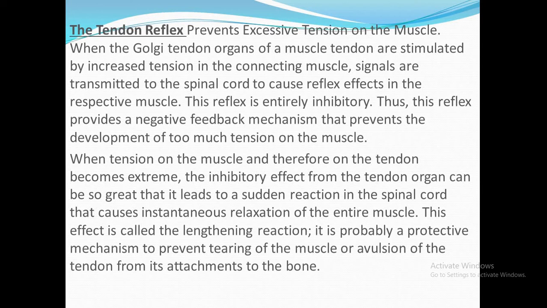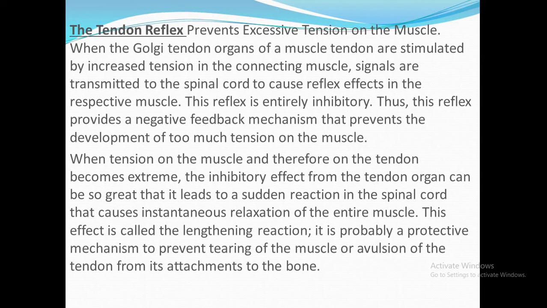When the Golgi tendon organs of a muscle tendon are stimulated by increased tension in the connecting muscle, signals are transmitted to the spinal cord to cause reflex effects in the respective muscle. This reflex is entirely inhibitory. Thus, this reflex provides a negative feedback mechanism that prevents the development of too much tension on the muscle.